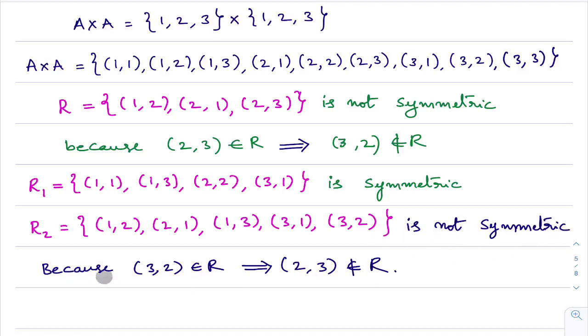What is the reason? Because 3, 2 is there in this relation, yes, but 2, 3 is not in this relation. Now, I'll explain an example for a symmetric relation.